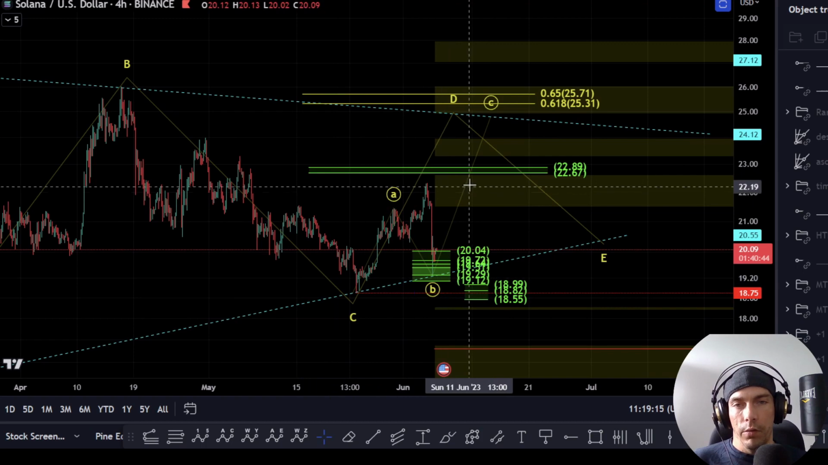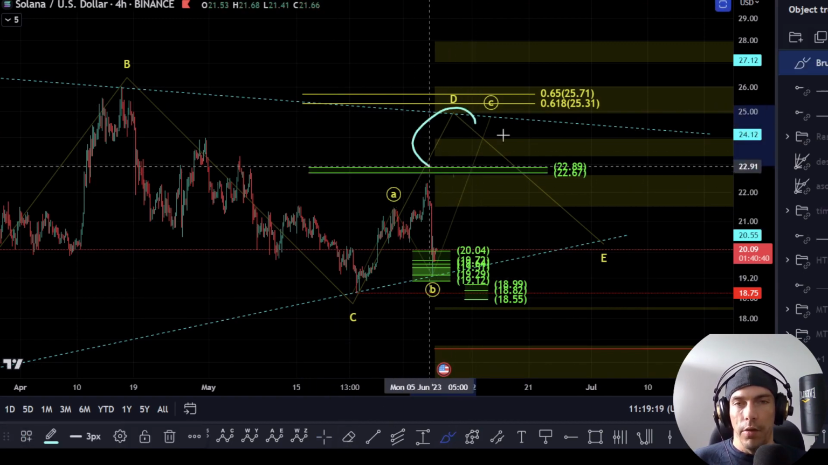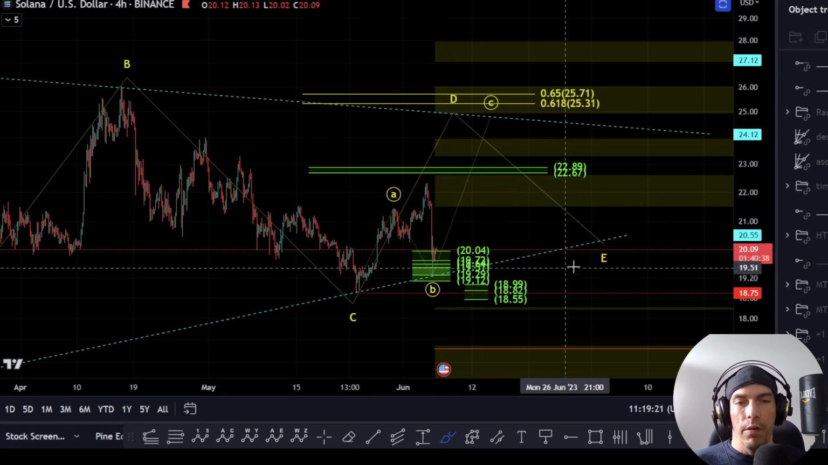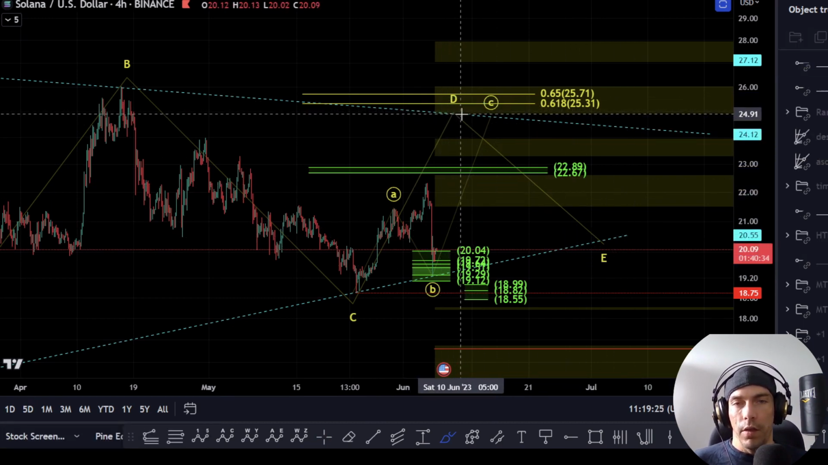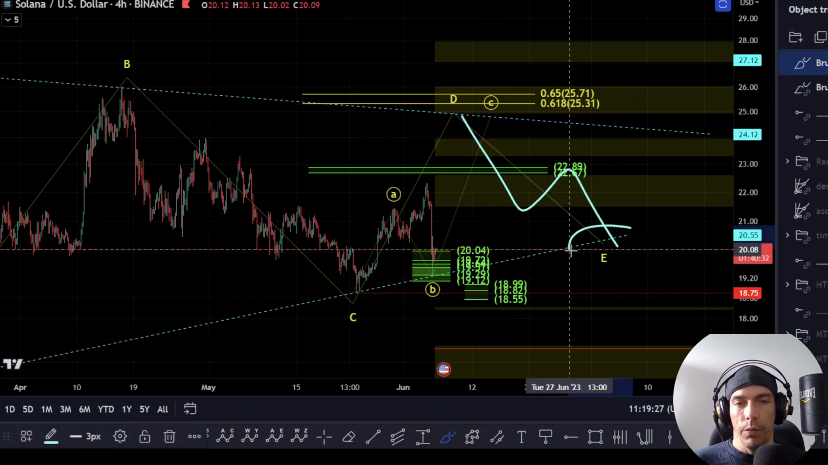So if we did see a 3-wave move up here, I would be on the lookout for that potential of this being a D wave, and then we see another 3-wave move down for this E wave. If we did move up here, what we'd then get is that potential for this 3-wave to confirm this E wave.